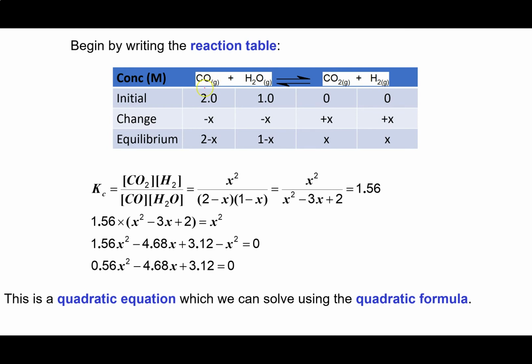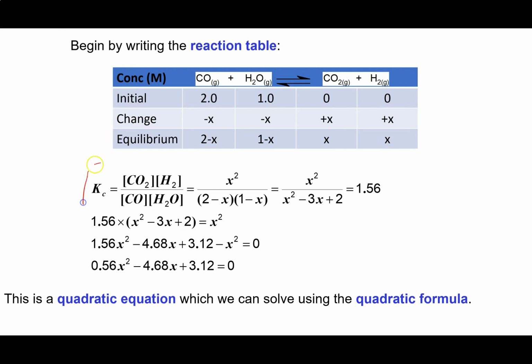So what's going to happen is the CO will go down by some amount X, the H2O will also go down by some amount X, the CO2 will go up by X, and the hydrogen will go up by X. It's X for all of these because it's a 1 to 1 to 1 to 1 ratio. So when the system comes to equilibrium, we'll have 2 minus X moles per litre CO, 1 minus X moles per litre H2O, X moles per litre CO2, and X moles per litre H2.